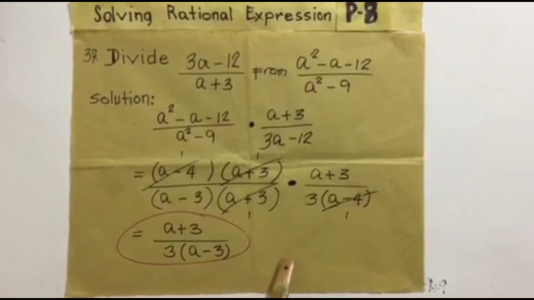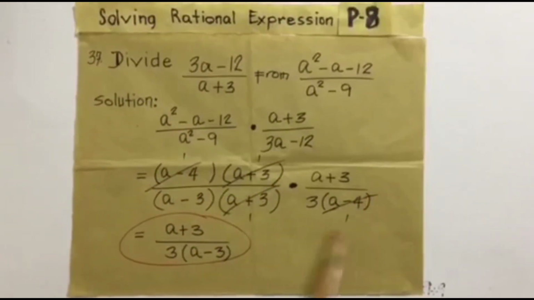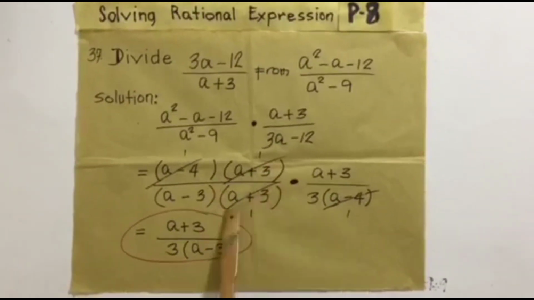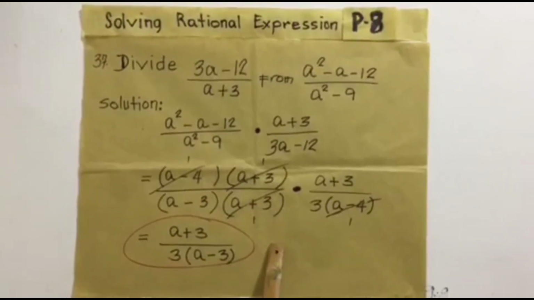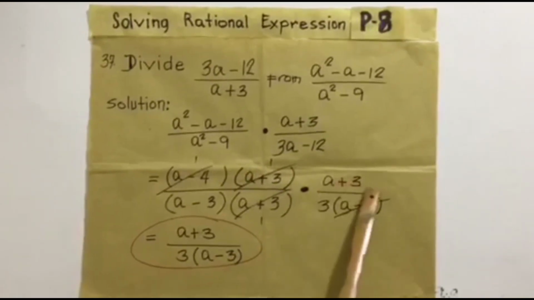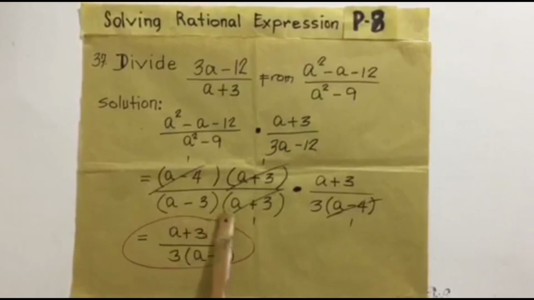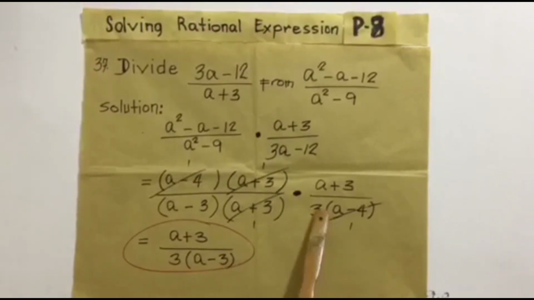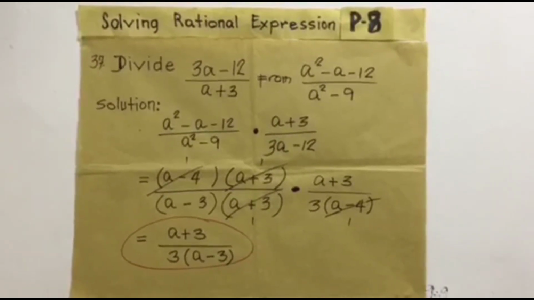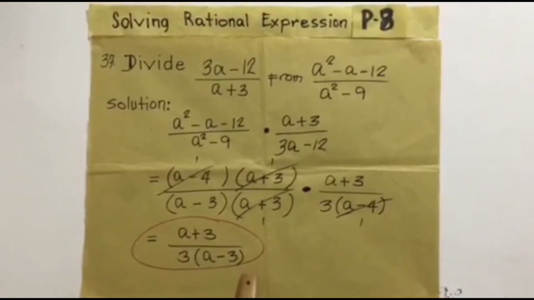Then after that, we're going to use cancellation. A negative 4 is the same as the a negative 4, cancel. A positive 3 and a positive 3 over here are the same, so we're going to cancel. Then we put 1 and 1. 1 times 1 times a plus 3, that's why a plus 3. And 1 times 1 equals 1, and times a negative 3 equals a negative 3. And we have 3 here also, we have to copy that. Since we cannot factor this any further, this is now the final answer.